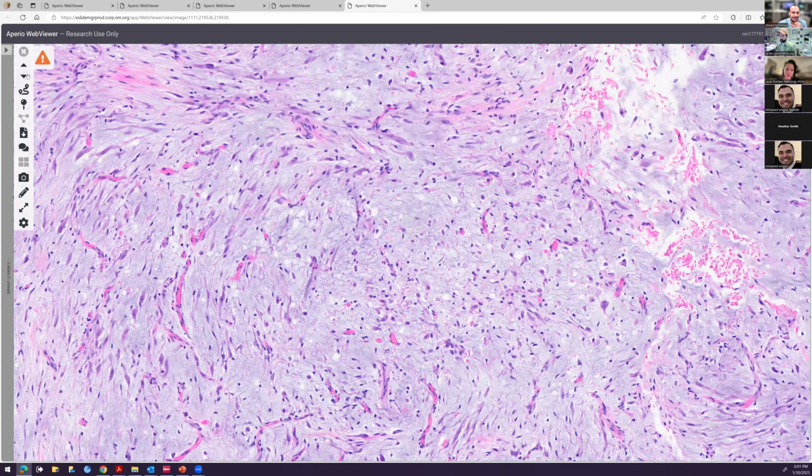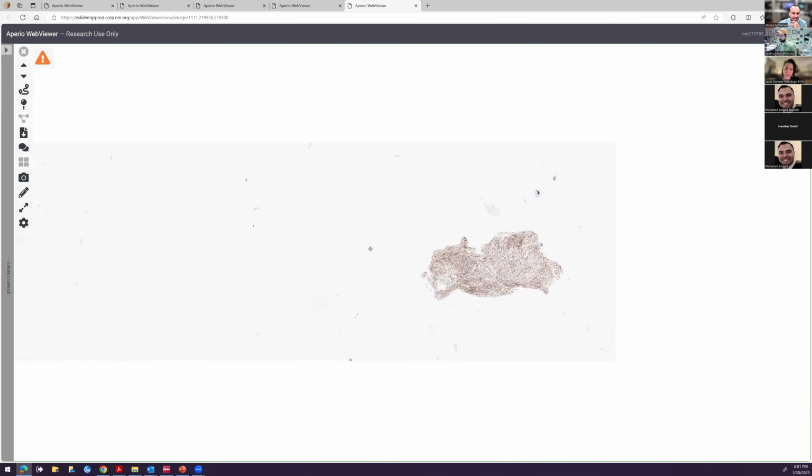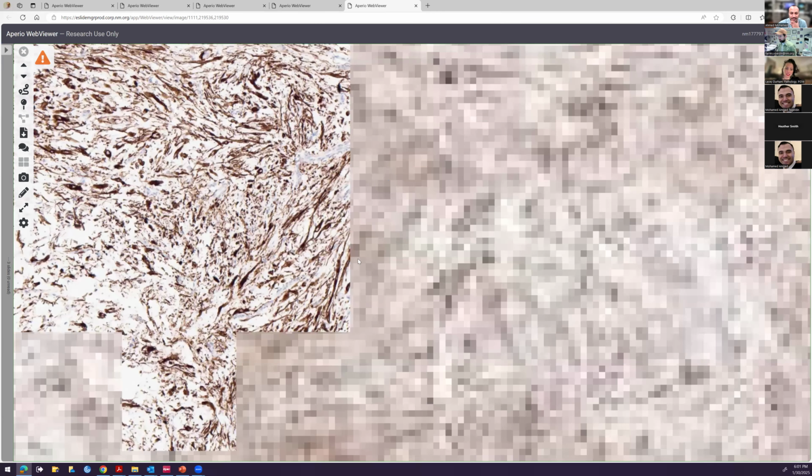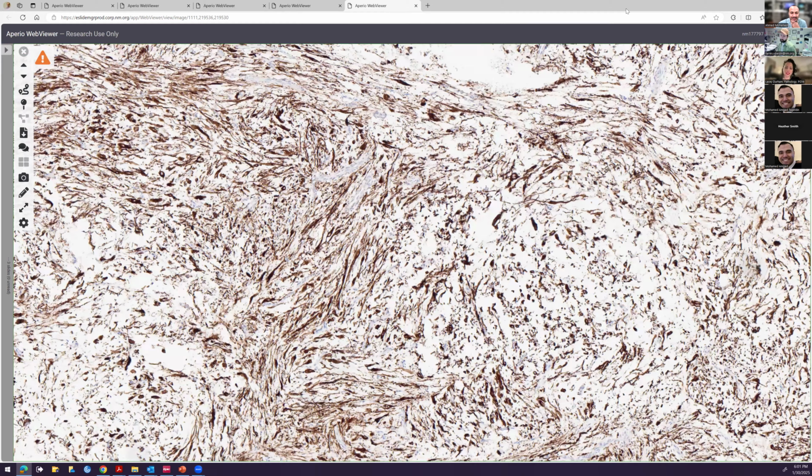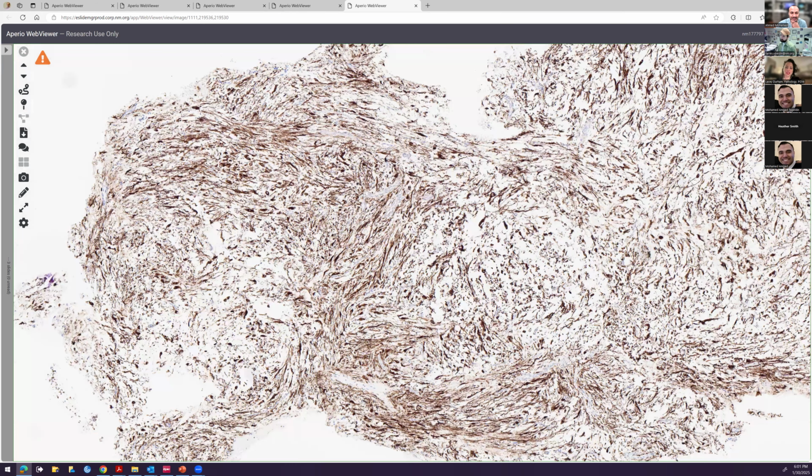Now, in case you're not believing me, this is the ALK stain, and ooh, it's nice and positive, right? Okay, that's our IMT. Let's talk about it. Does anyone have any questions so far, first of all?